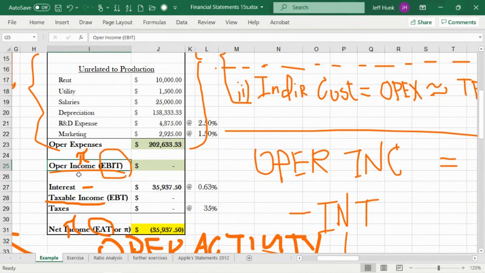Personally, I don't like to call this operating income. Why? Because income is inherently gross, and if you net out or subtract all the expenses, then at that point it shouldn't be called income anymore. But accounting keeps calling it income: operating income, taxable income, net income. This is crazy. I don't approve.